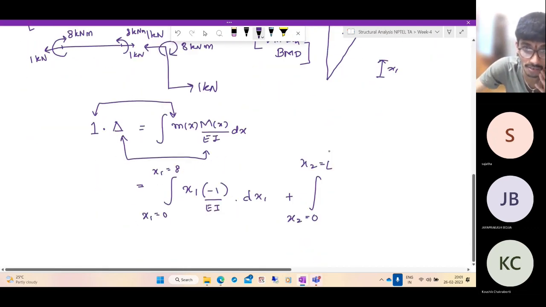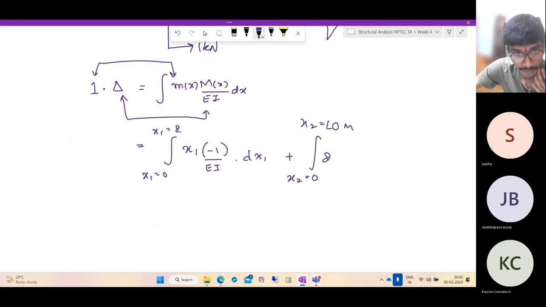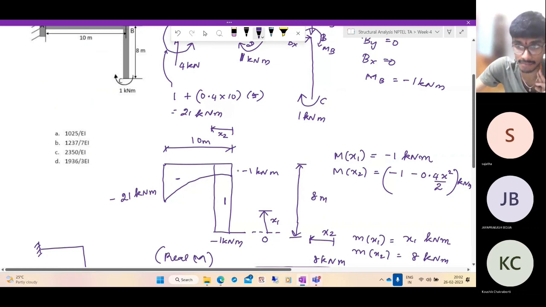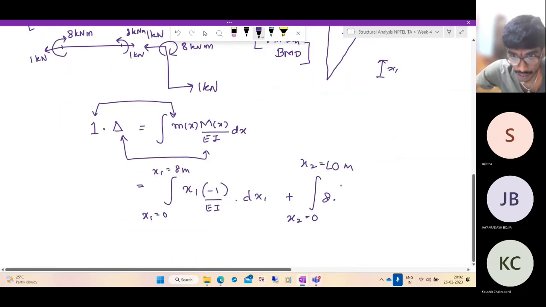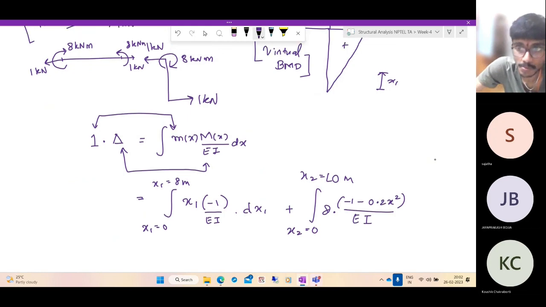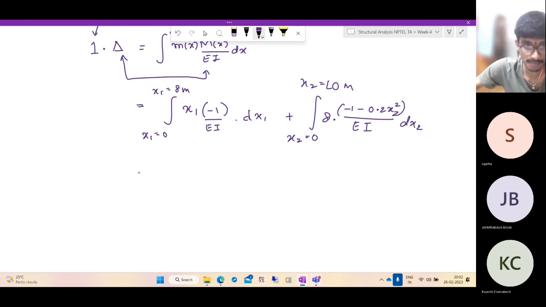What is the virtual bending moment here? It is a constant 8. L is 10 meters. And the real rotation is m by EI, where m is given by this expression: -1 minus 0.2 x square by EI. This is x2 dx2. So it's a very simple integration.